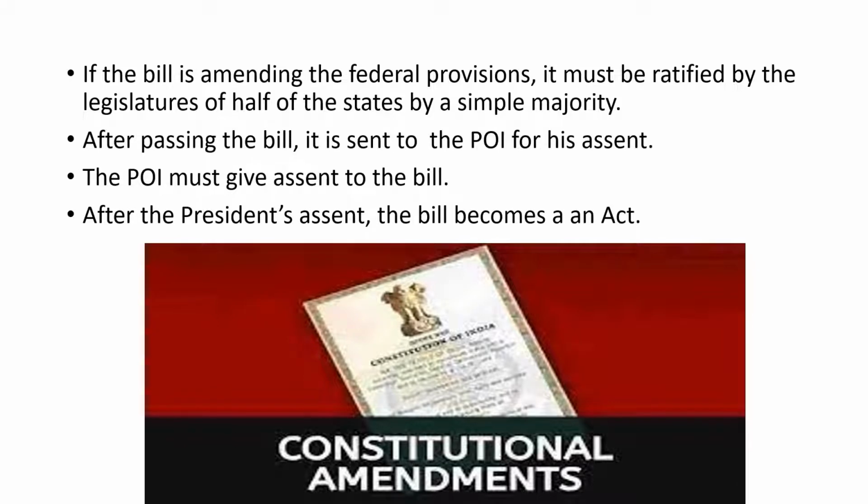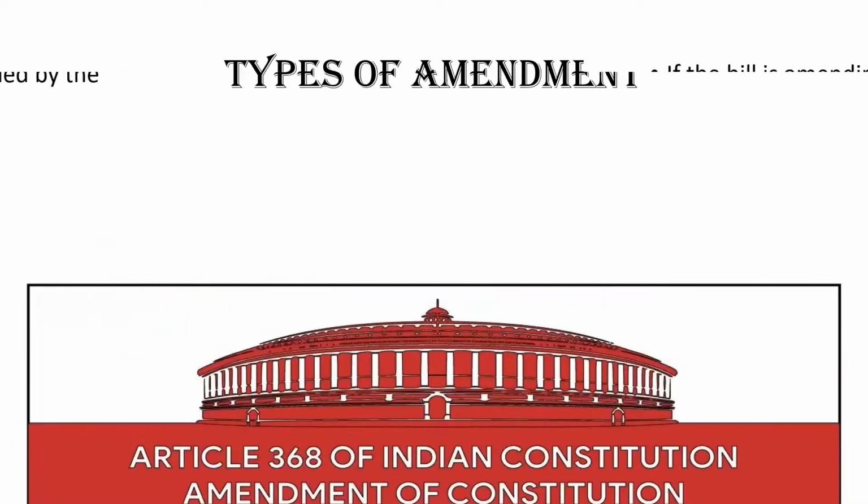After the Honorable President of India's assent, the bill becomes an act, that is, a Constitutional Amendment Act, and the Constitution stands amended in accordance with the terms of the Act. Article 368 provides for two types of amendments, that is, by a special majority of the Parliament and also through the ratification of half of the states by a simple majority.